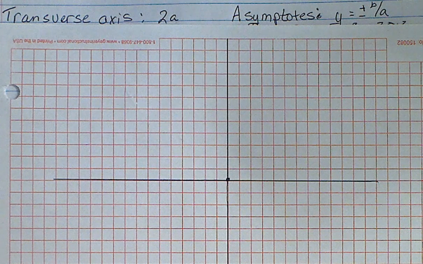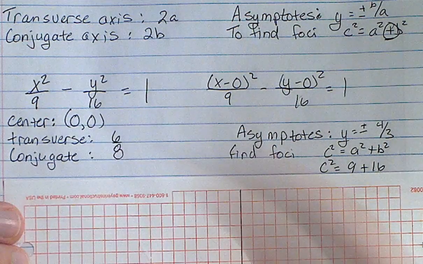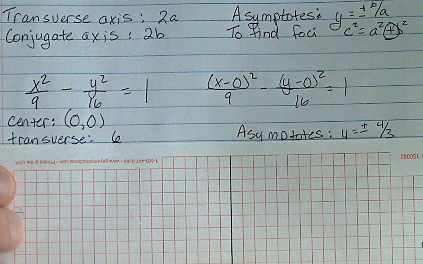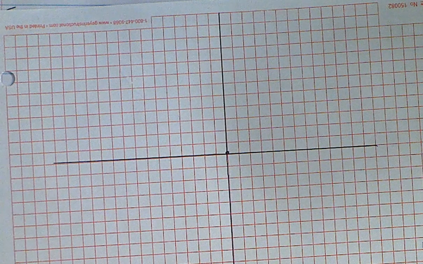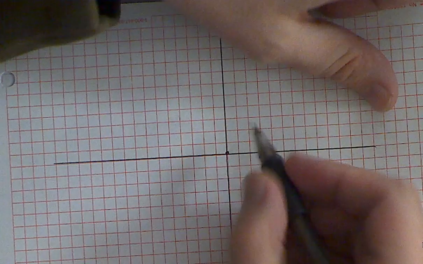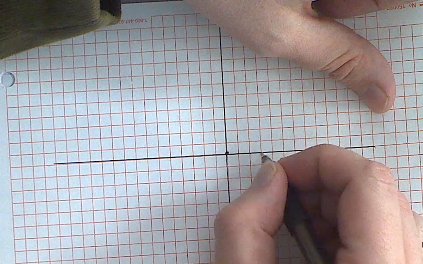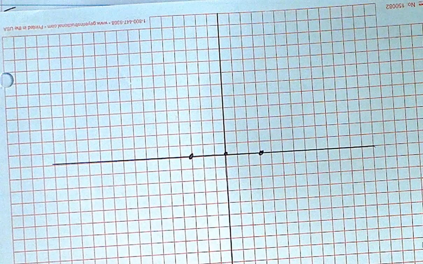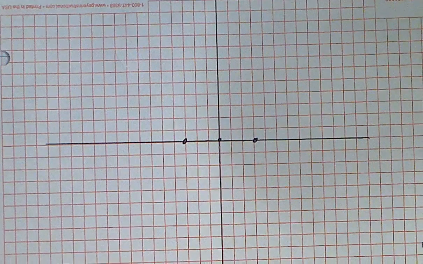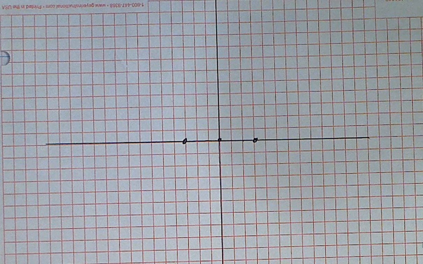The next thing I'm going to use is the transverse axis. The transverse axis is the distance from 0, 0 to the two vertices of this hyperbola. So the transverse axis is 6, or sorry, well, 6 is the whole distance. Oh, so 3 and negative 3? So 3 in one direction, and then negative 3 in the other.